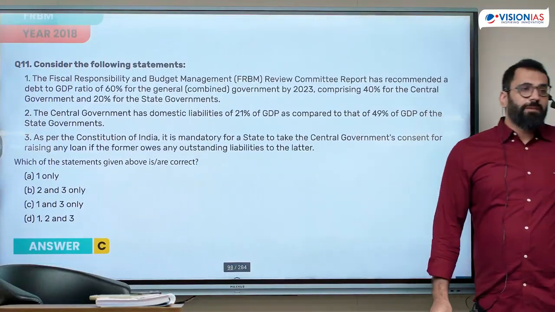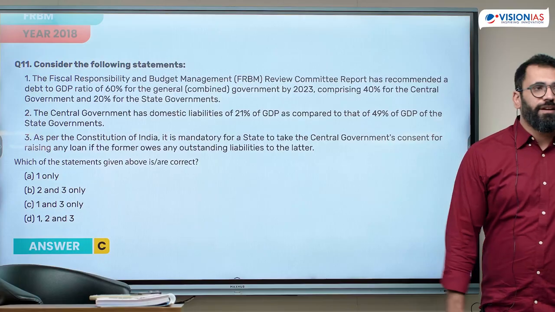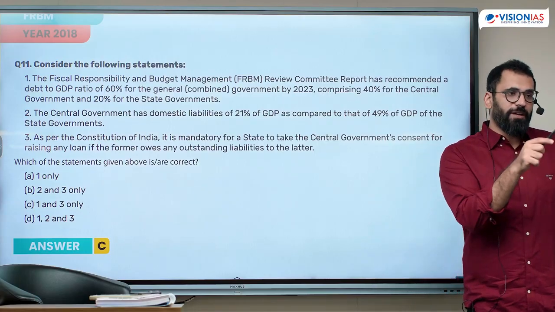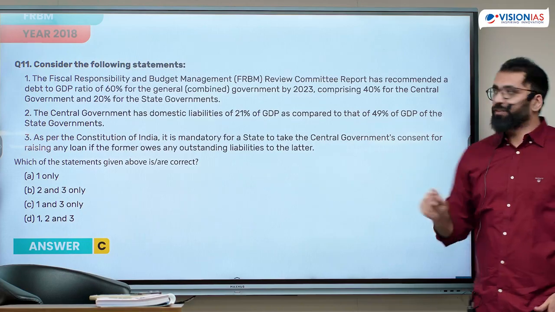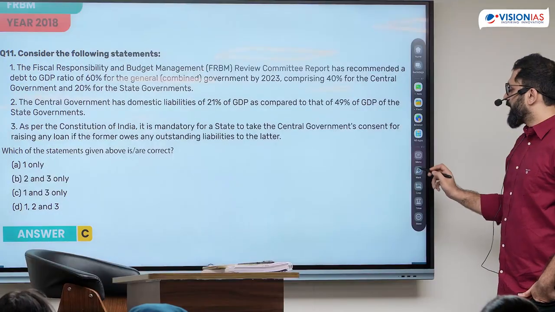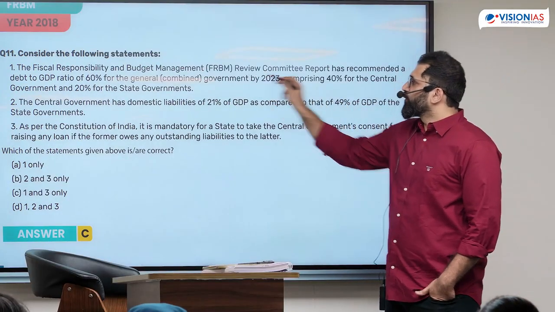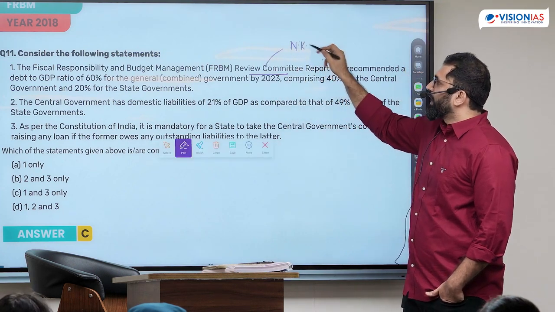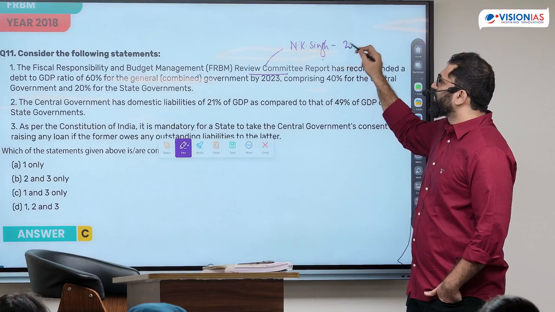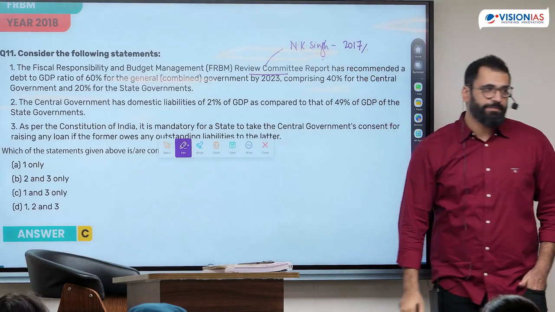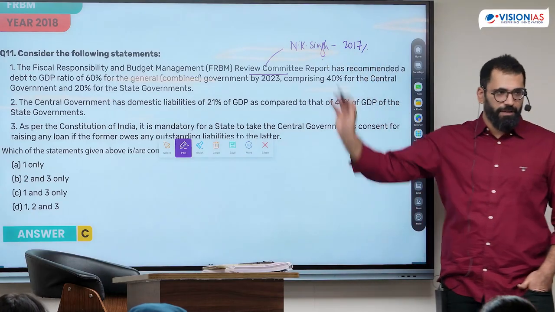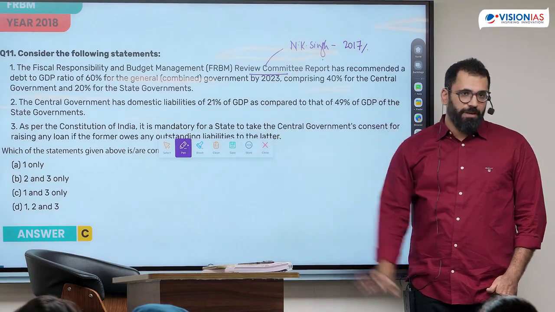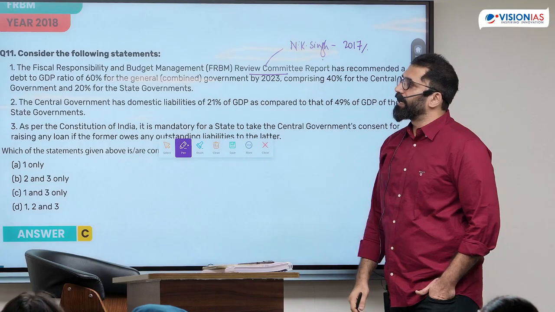FRBM. FRBM was passed in the year 2003. Now 2003 was a long time back. The government wanted to review whether FRBM is required or not, or any changes are required. For that, they created an FRBM review committee under the chairmanship of N.K. Singh in 2017. Its recommendations came out in 2017. The question came in 2018. It was a recent development with respect to deficits and debt.